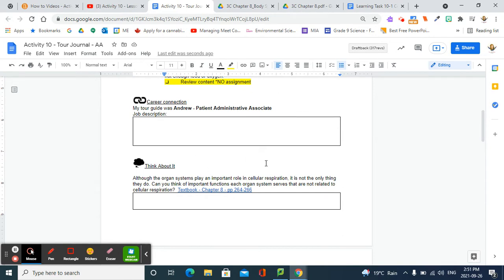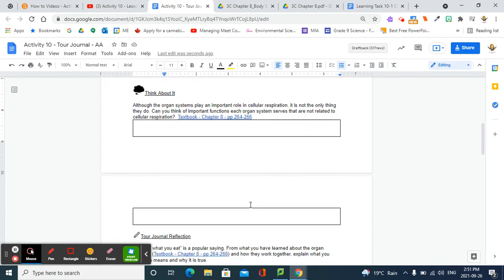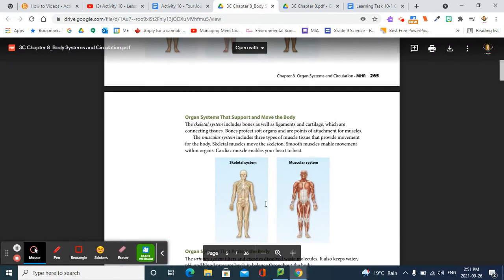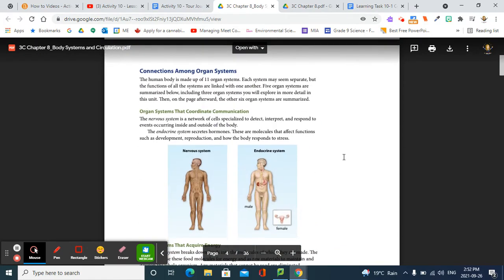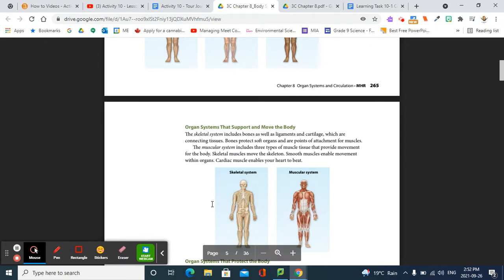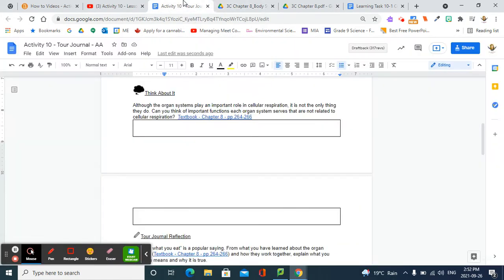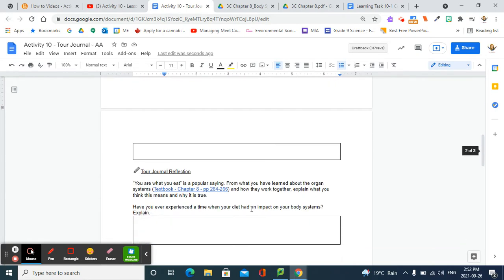You're going to go through your career connection like you have been doing, giving me the job description. The think about it question says, although the organ systems play an important role in cellular respiration, it's not the only thing you do. Can you think of the important functions of each organ system that are not related to cellular respiration? Since last year, I've added in the textbook pages for this after student requests. So if you go to 264, 266, you are going to see the systems, and it's going to give you the information about what the other body systems do.